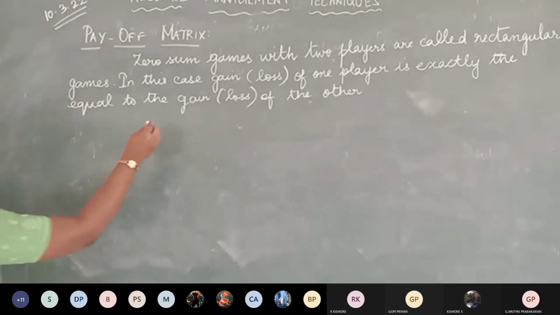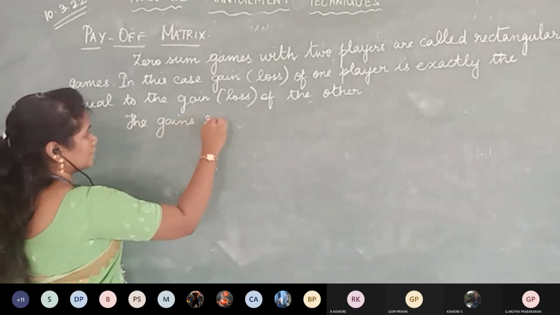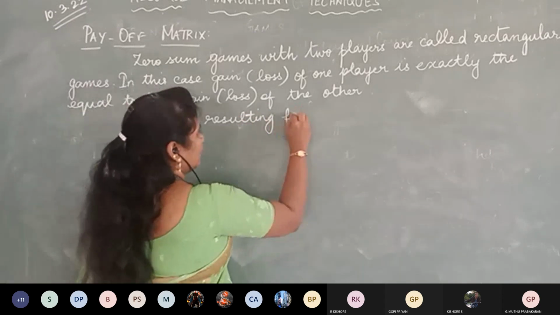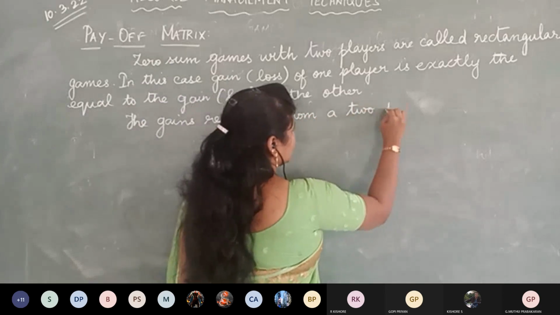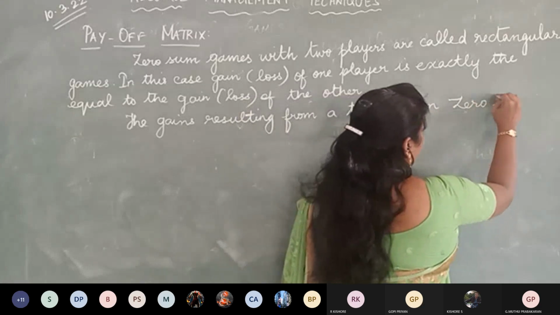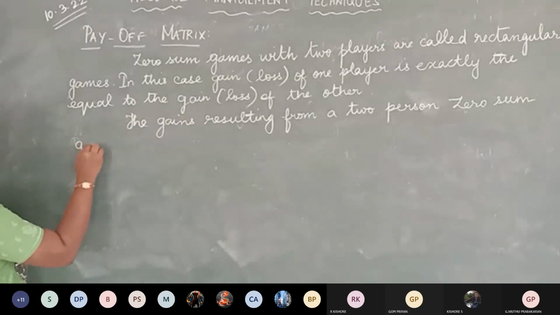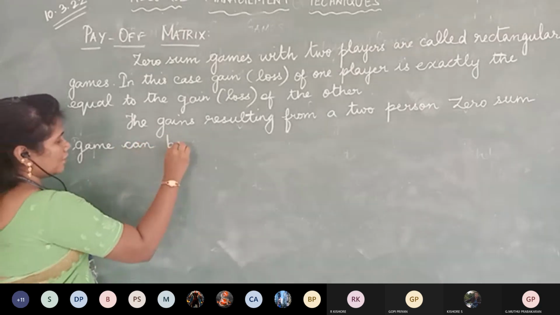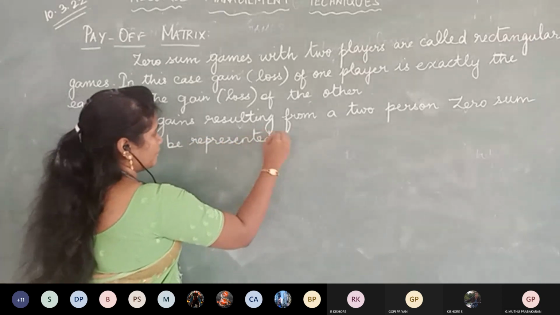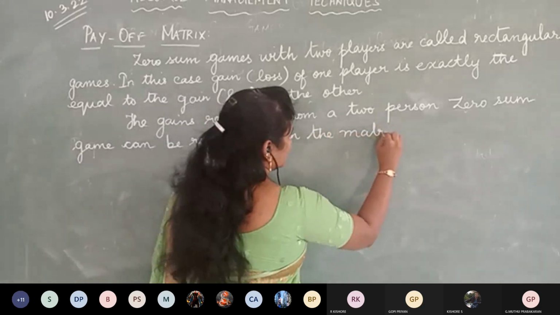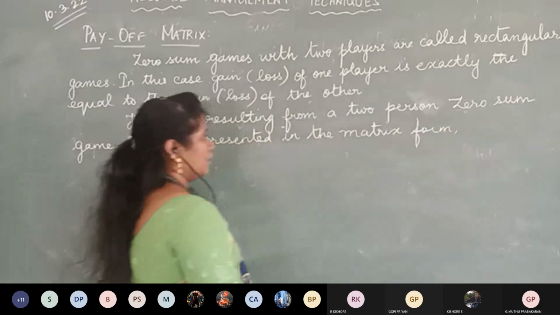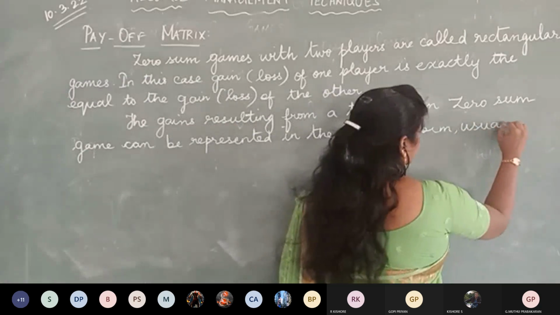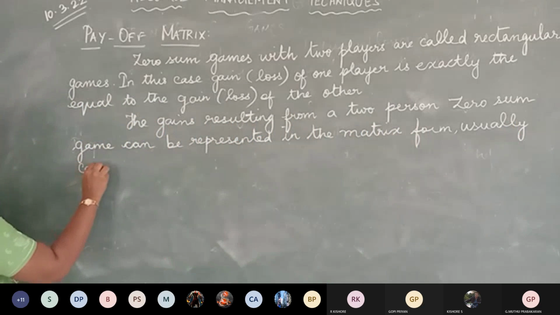The gains resulting from a two-person zero-sum game can be represented in the matrix form, which is usually called the payoff matrix.